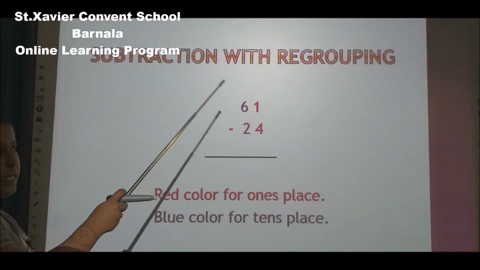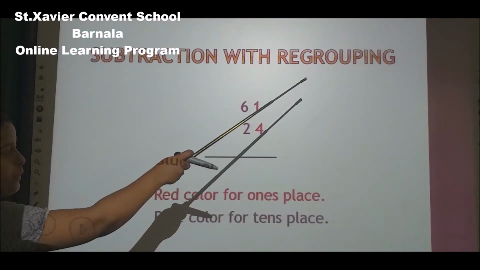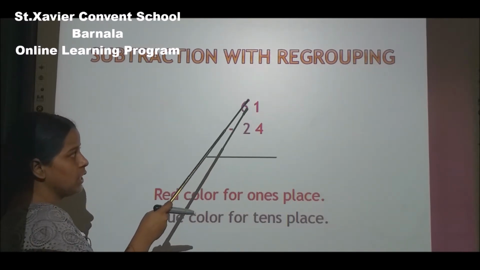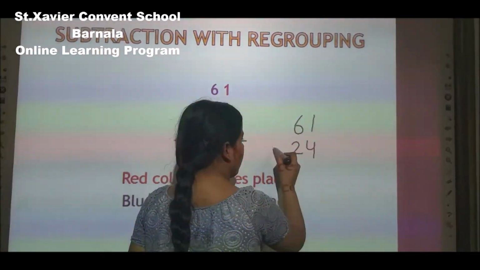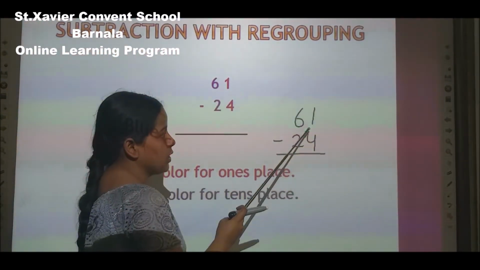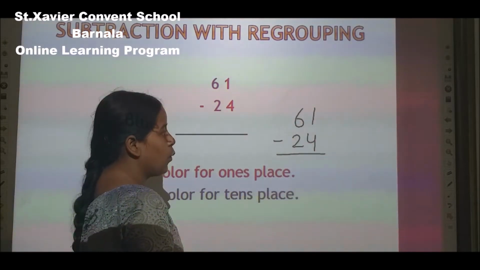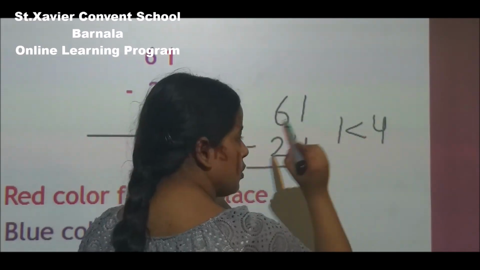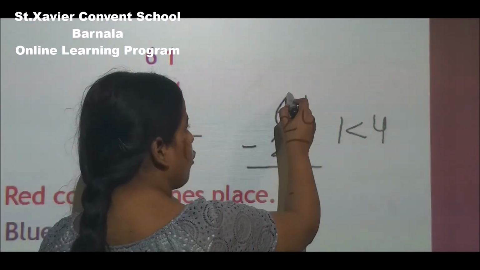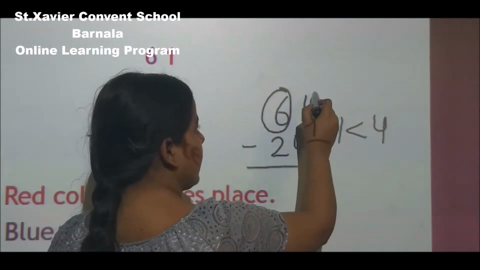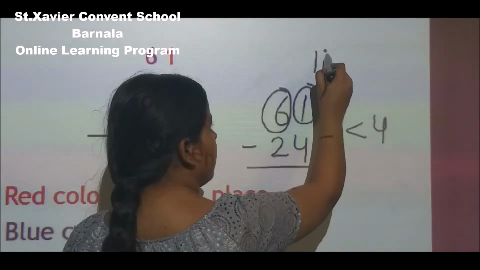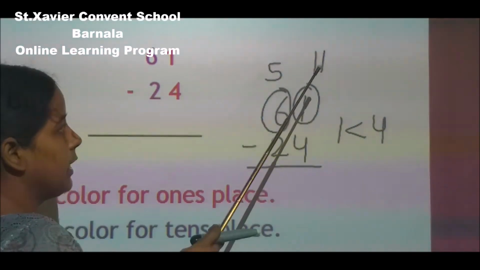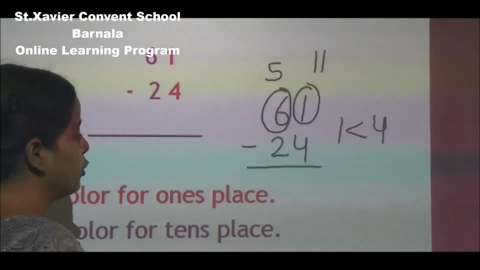After that the next topic is subtraction with regrouping. Here we subtract 24 from the 61. We subtract the digits at the ones place. 1 minus 4. 1 is smaller than 4. So we take the borrow from the 6. 1 becomes 11 and 6 becomes 5. After that 11 minus 4 is equal to 7.